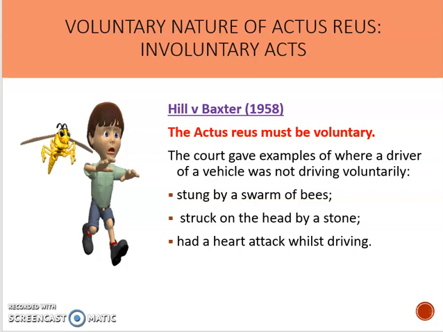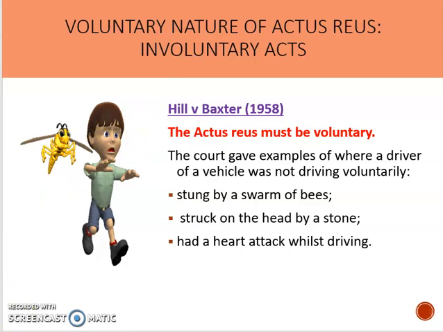When proving that the defendant has committed the actus reus, the prosecution must prove that the accused person voluntarily brought about the actus reus of the crime, meaning that the act occurred because of the defendant's conscious exercise of will. And the key case that we've got to illustrate this is the case of Hill and Baxter.